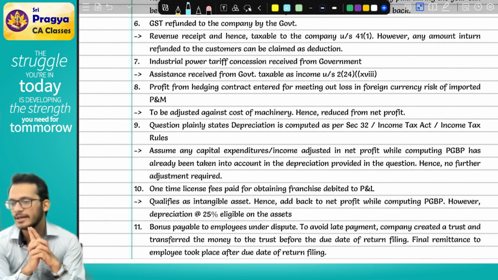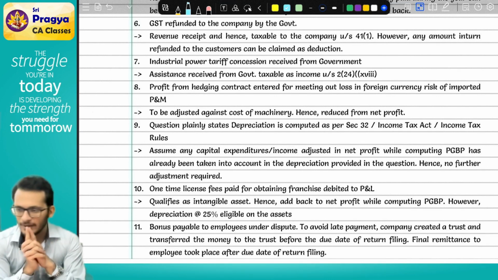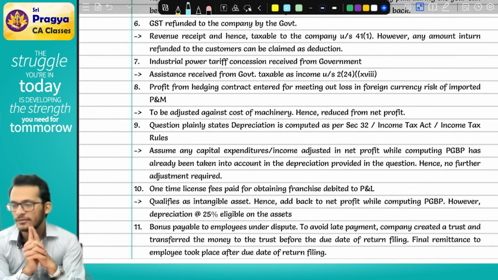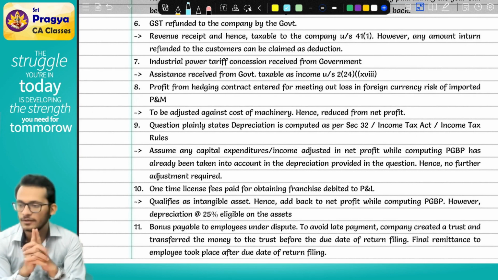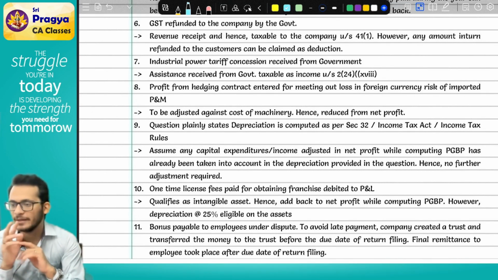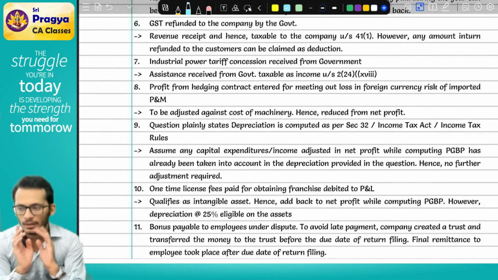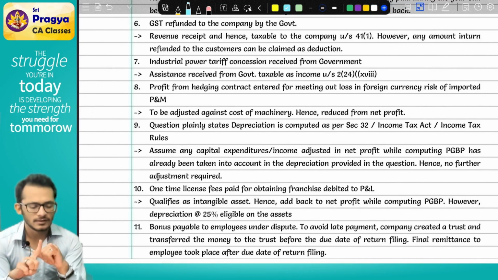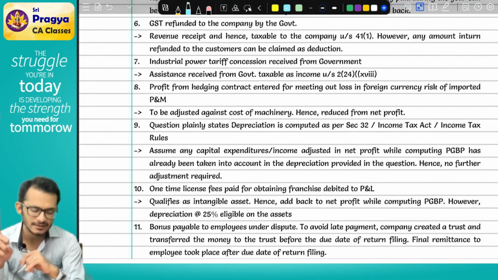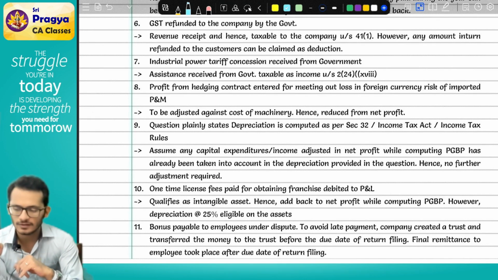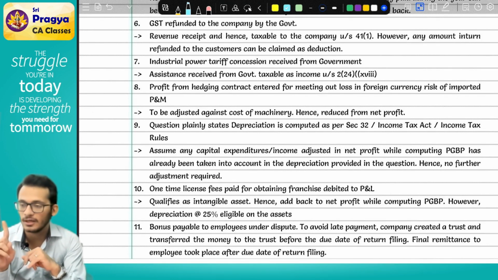First thing which will hit your head is, Rahul, this is speculative. Next, immediately you'll notice the word is called profit. Now, notice carefully. I told you whenever we did speculative transactions, the only thing I am bothered about is speculative loss. I am not bothered about speculative income. So, profit, do I have to bother? No. Now, if you notice, I have two words. It says profit from hedging contracts. Now, why is the hedging contract taken? It says it is taken for meeting out losses of foreign currency risk of imported plant and machinery.